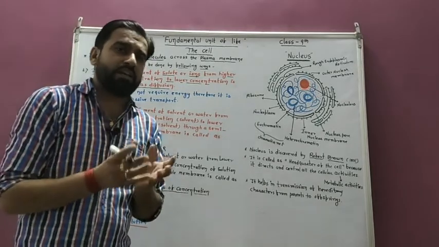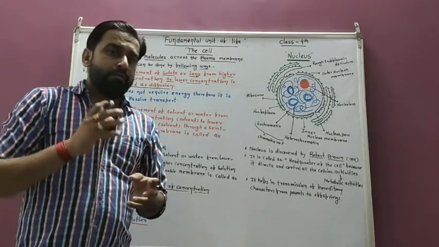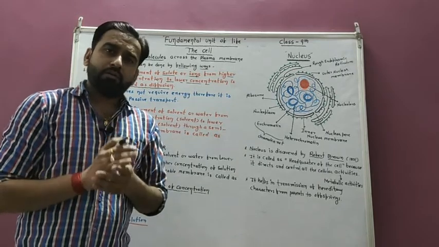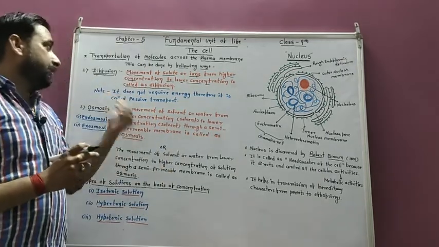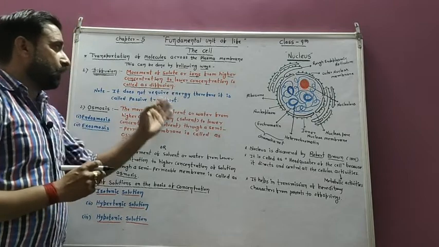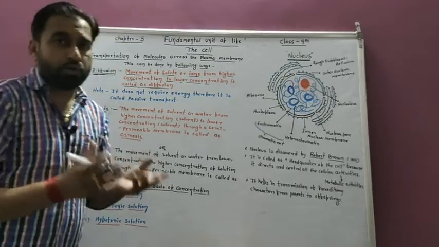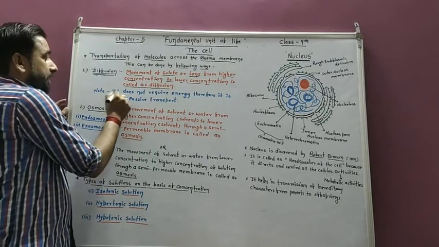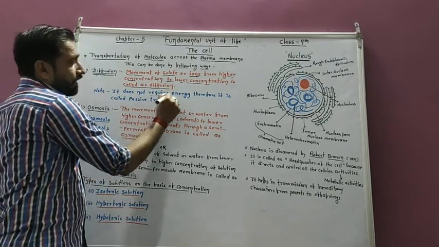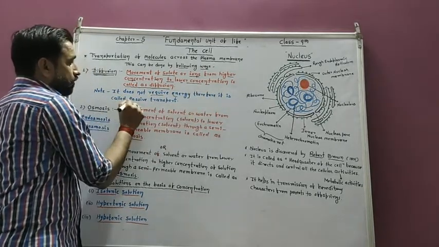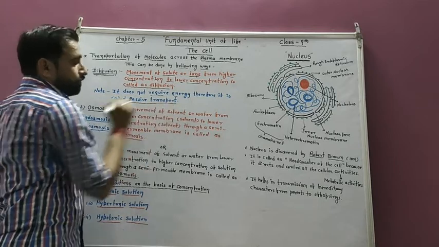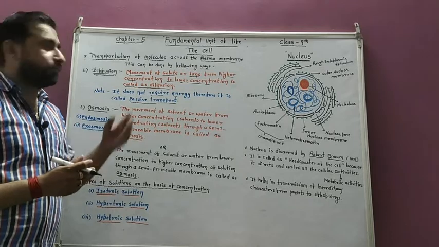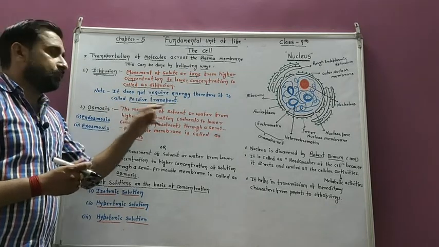I will give you a simple example. If you open a perfume bottle in the room, after some time the smell spreads all over the room. This is called diffusion. High concentration to low concentration, the movement of solute and ions is known as diffusion. One important point: it does not require energy, therefore it is called passive transport. No energy is required for this process, so it is called passive transport.